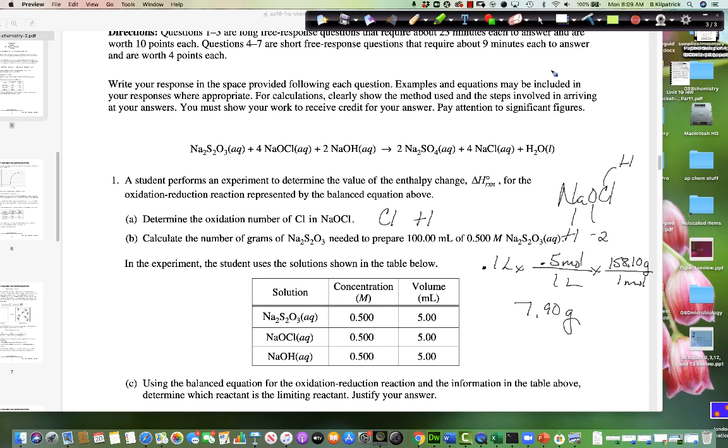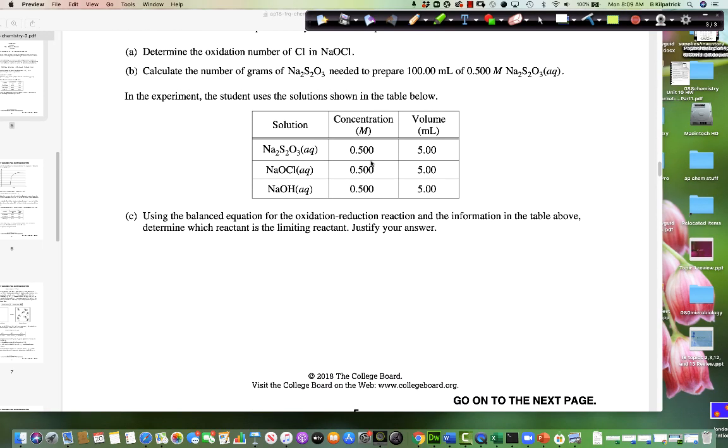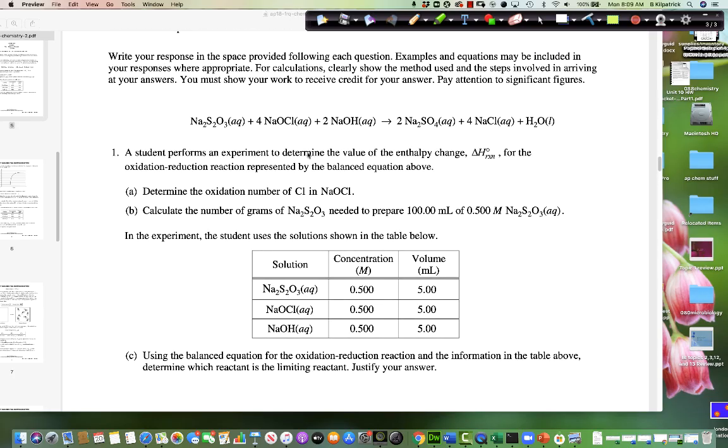All right, so the next question, it gives you a data table. It says, using the balanced equation for the oxidation reduction reaction and the information in the table, determine which reactant is limiting. So if you look right here, all 3 of these are reactants. It gives you the same concentration, it gives you the same amount. So really what matters here are the coefficients.